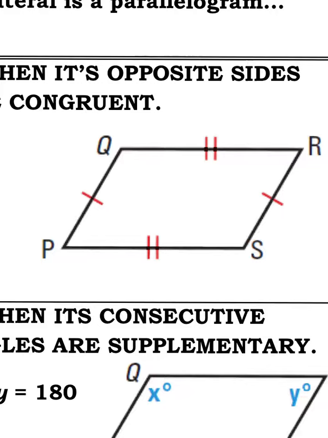You know, in a rectangle, the tops and bottoms are congruent, and the sides, the left and right sides, are congruent. In a square, all four sides are congruent. Both of those are special types of parallelograms.